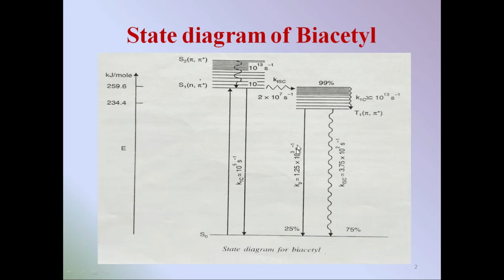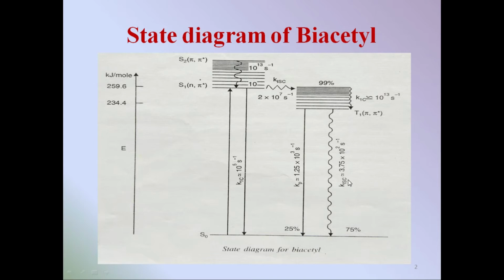Out of that, 25% of the molecules undergo phosphorescence emission with a quantum yield of phi P equal to 0.25 with the rate constant value 1.2 into 10 raised to 2 per second. The rest 75% decay non-radiatively by reverse intersystem crossing, denoted by KISC T. It is the reverse intersystem crossing representation whose rate constant value is 3.7 into 10 raised to 2 per second.